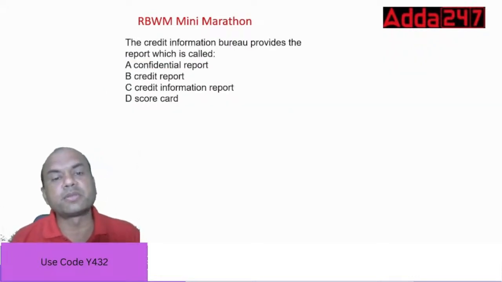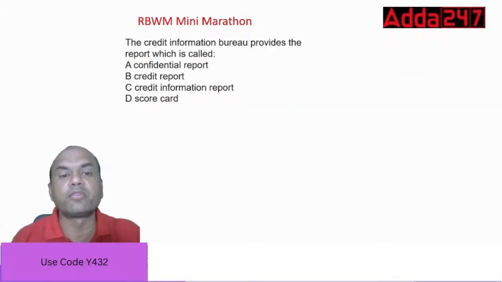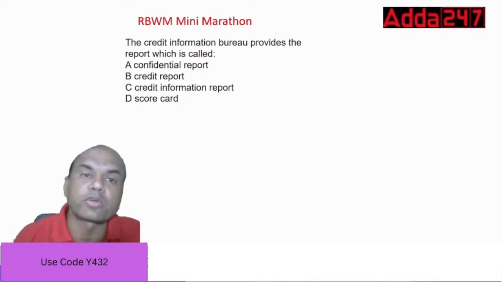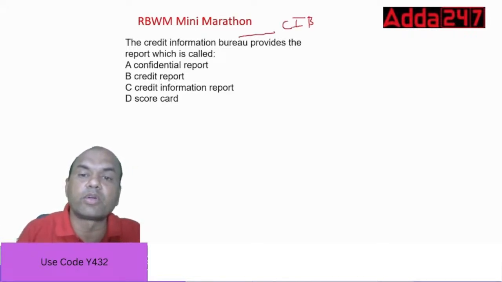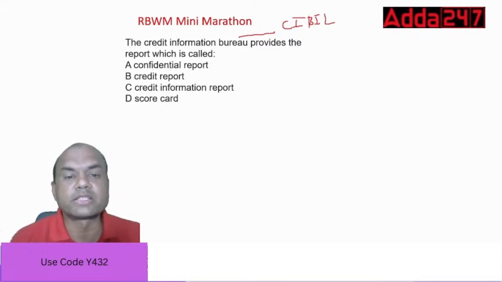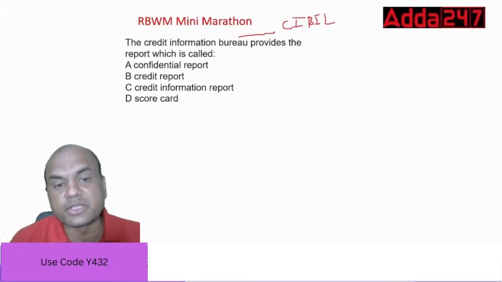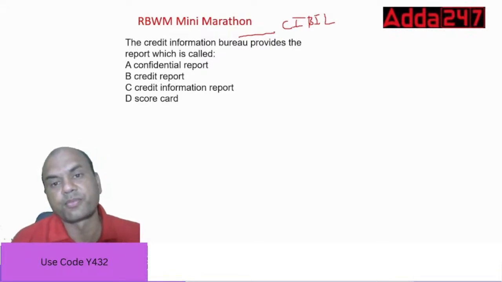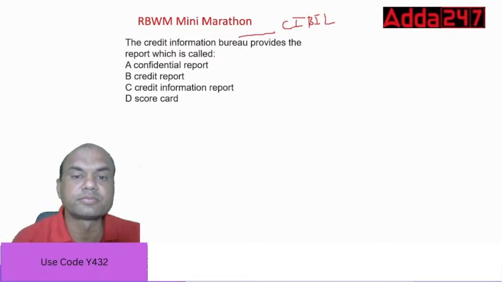The Credit Information Bureau provides a report which is called as... Now, what is this CIBIL report called as? The CIBIL report which we get, right? What is that report called? Credit Information Bureau means CIBIL only. What is it called as? Confidential report, credit information report and scorecard. It is the credit information report. That is the right answer.